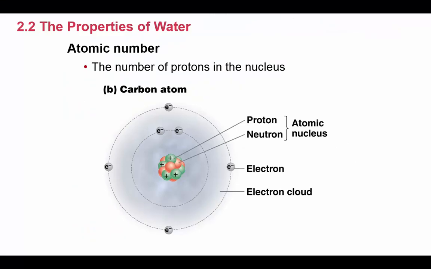Objective number 3 for section 2.2 is to define the atomic number, ions, and molecules. And we'll start with the atomic number. This is just how many protons you have in the nucleus. This carbon atom, we would count those protons, those positive green spheres that you see in the center, to tell you what the atomic number would be.